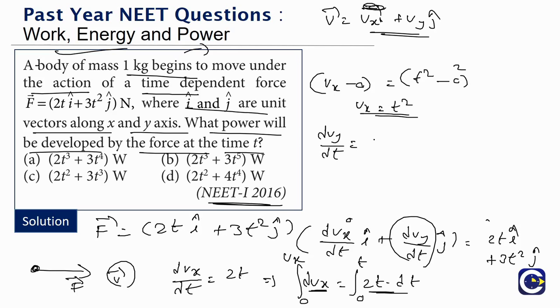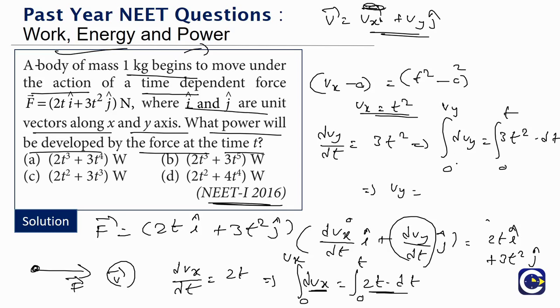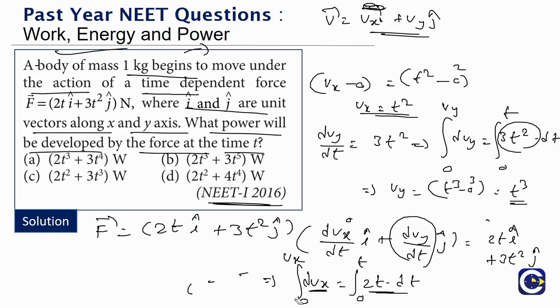Now second term, dvy by dt is equal to 3t square, which means dvy is equal to 3t square into dt. This also we will have to integrate. 0 to t, 0 to Vy. So left hand side is Vy. Right hand side, integral 3t square will be t cube. So Vx is t square, Vy is what? t cube. Now we will get the velocity function. So velocity function will be t square into i cap plus t cube into j cap. That is the velocity function.